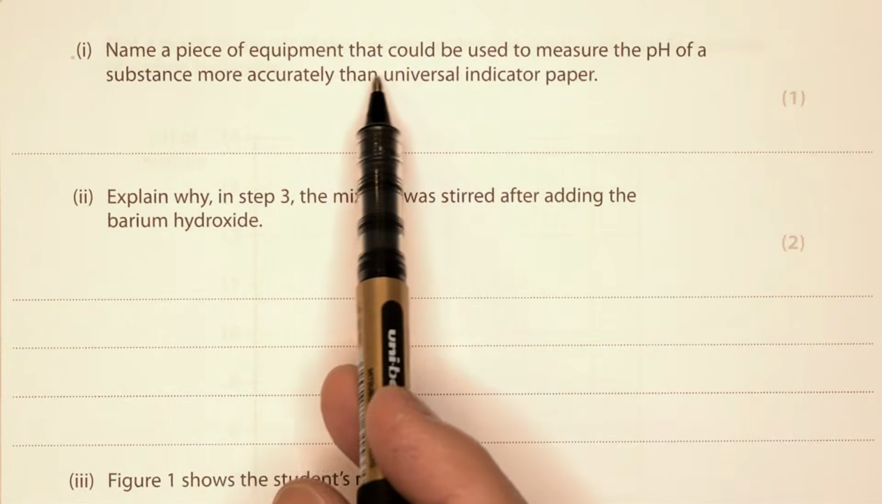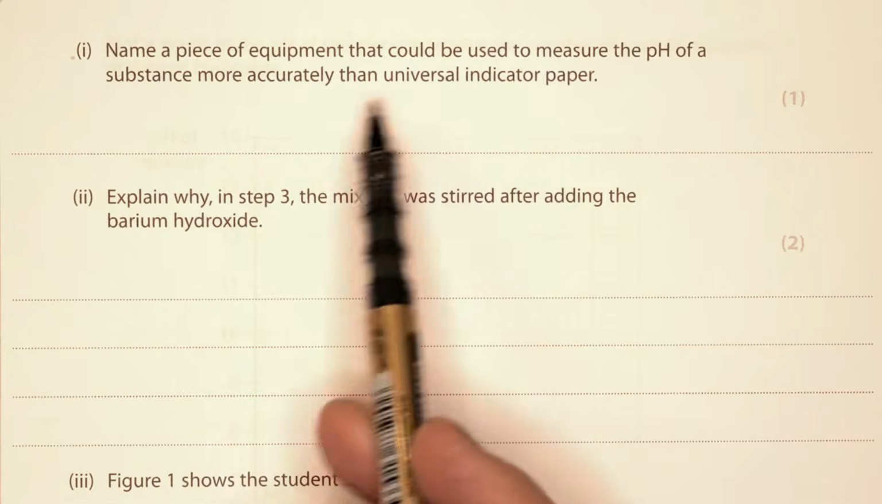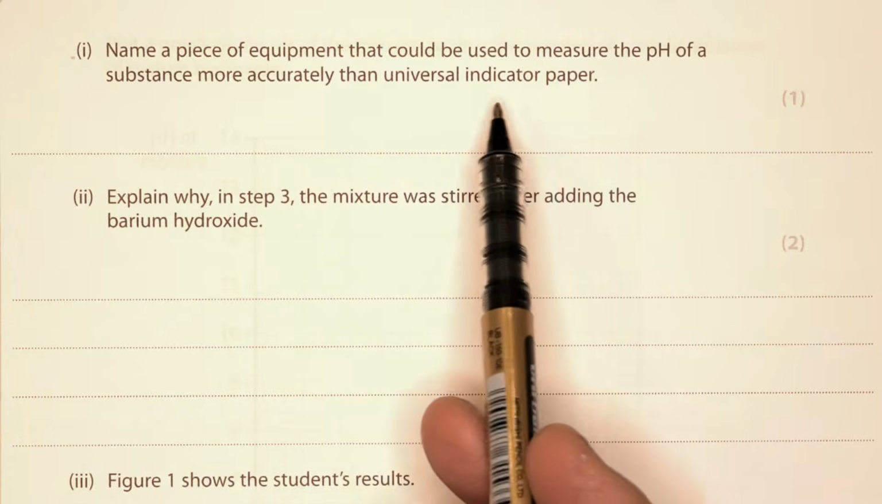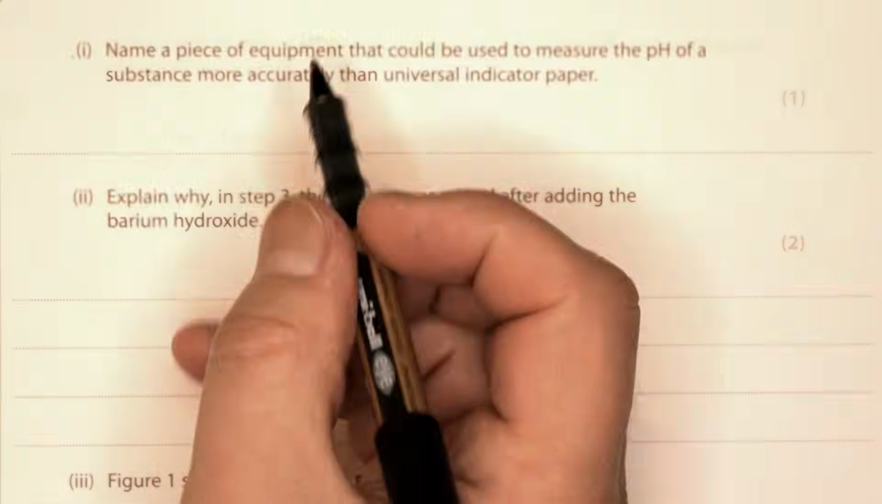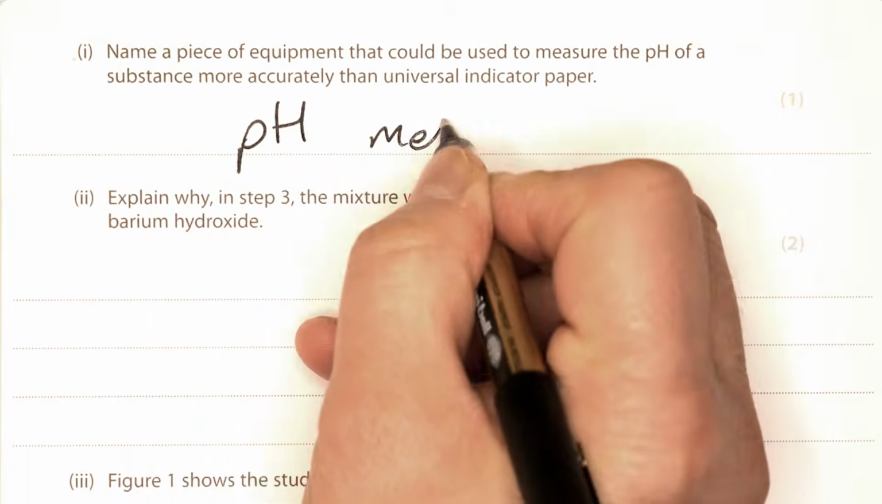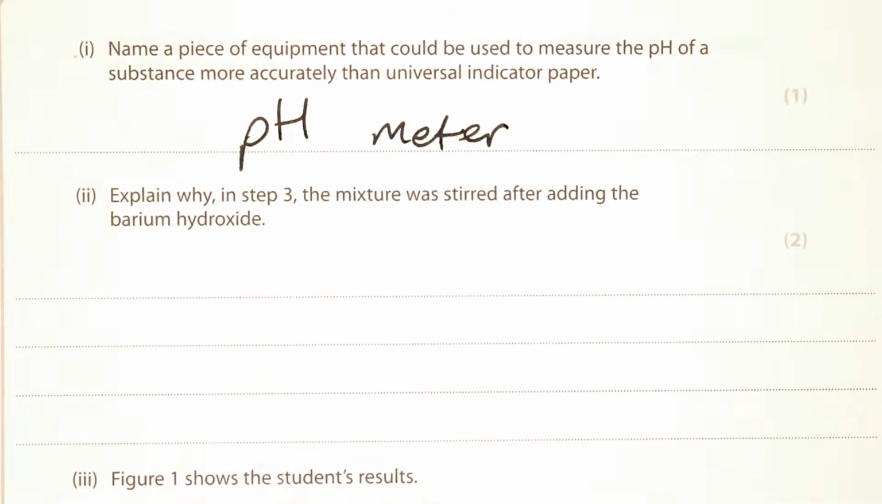Name a piece of equipment that could be used to measure the pH of a substance more accurately than universal indicator paper. So apart from universal indicator paper, we could use a pH meter. They would also allow you to say a pH probe.